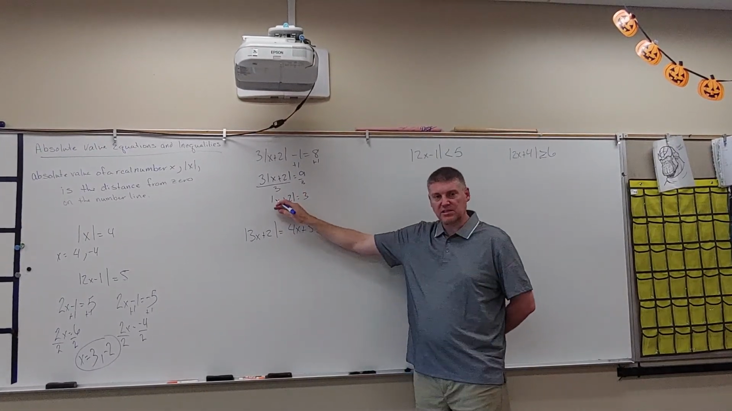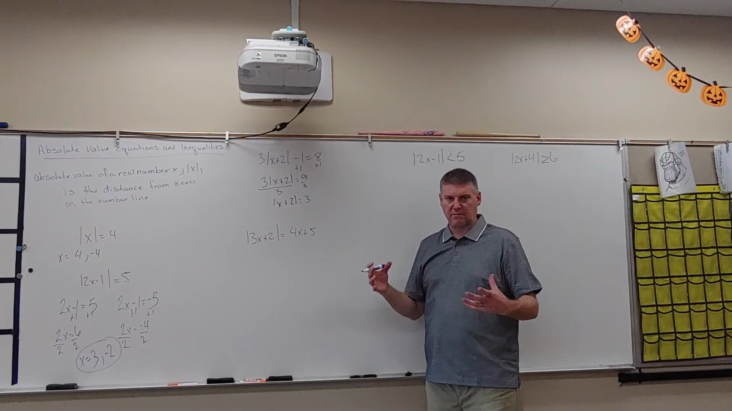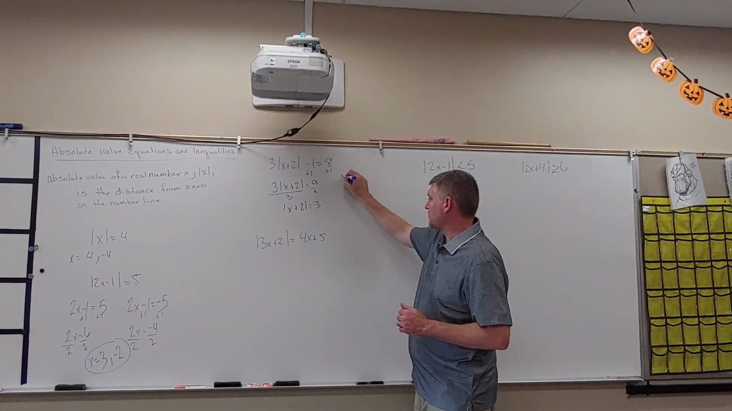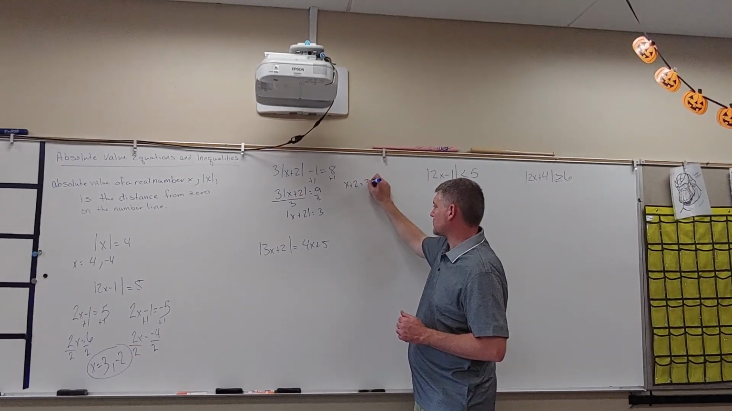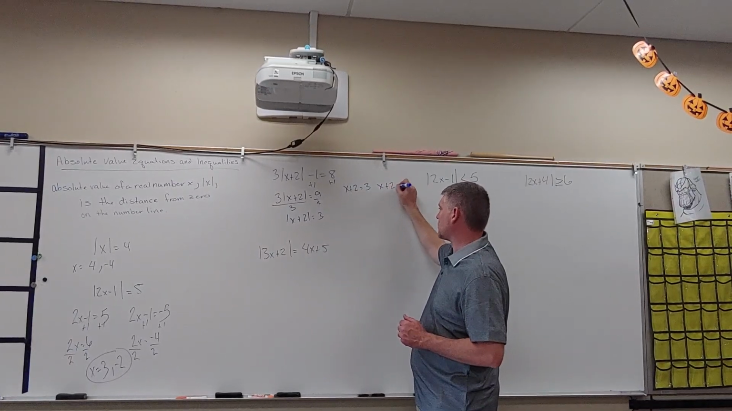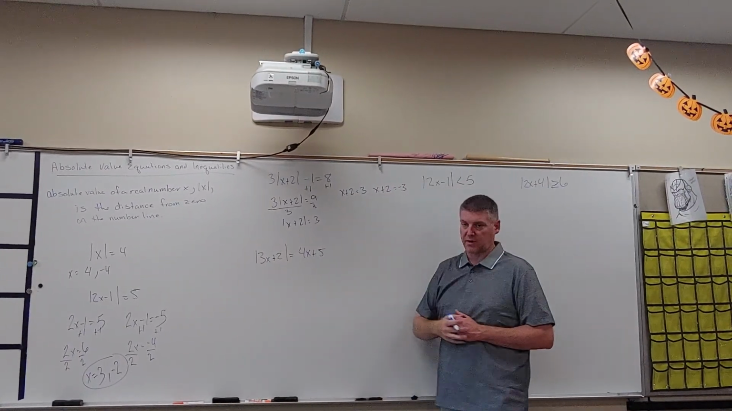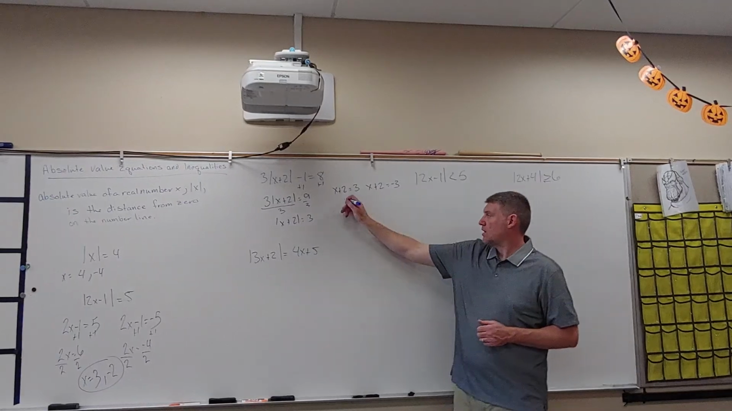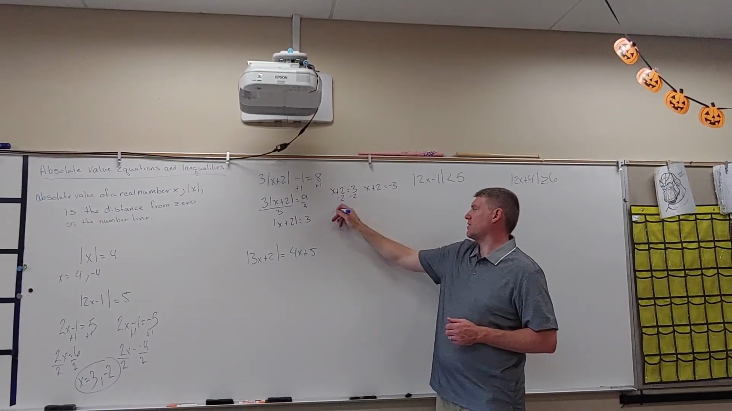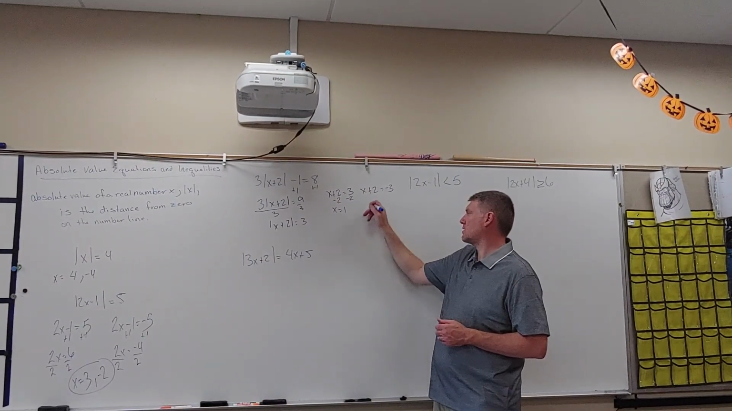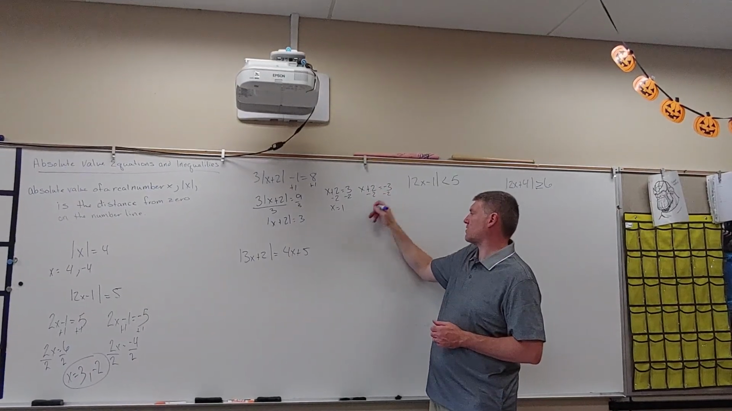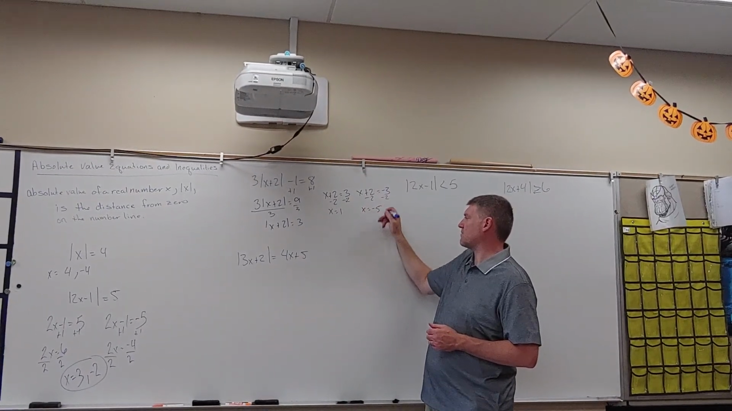I'm going to take this equation now and split it up into two equations. I'm going to split it into x plus 2 equals 3 and x plus 2 equals negative 3. Okay? So I'm going to subtract my 2, x equals 1. I'm going to subtract 2, x equals negative 5.